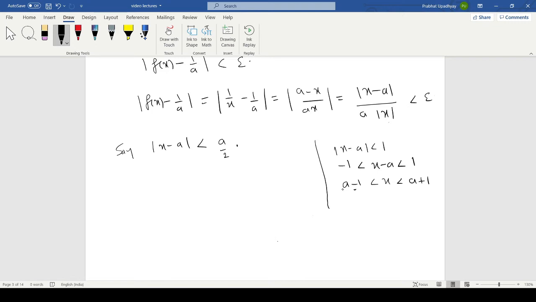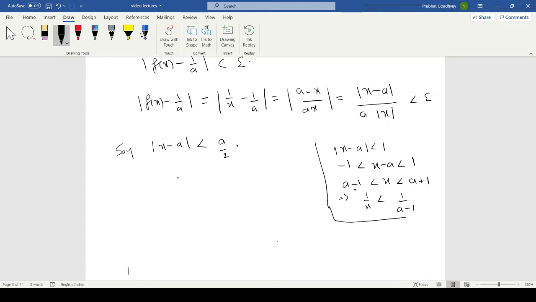If my a is less than 1, this a minus 1 will become negative. See, if I take the reciprocal, I'll have 1 upon x is less than 1 upon a minus 1. But if my a is less than 1, 1 upon a minus 1 is a negative number, and that really will not help me to choose delta. Therefore, I chose my delta here to be a upon 2.